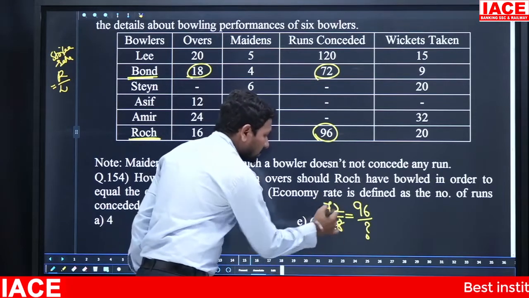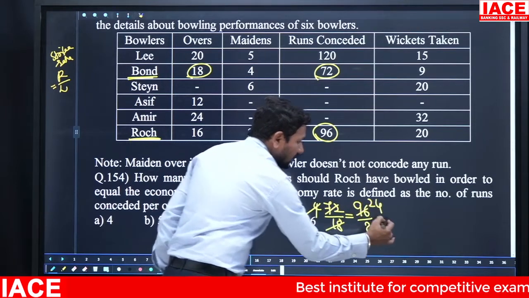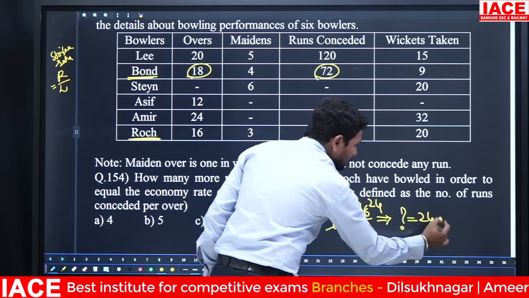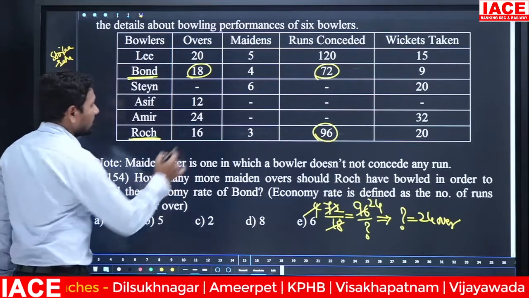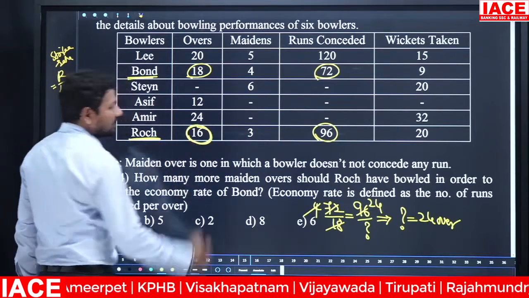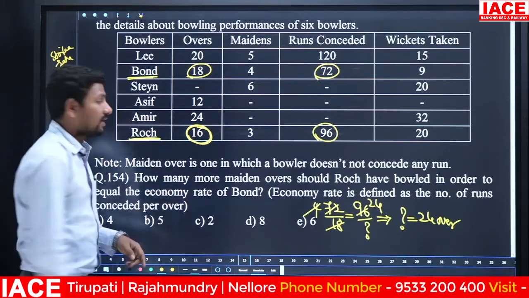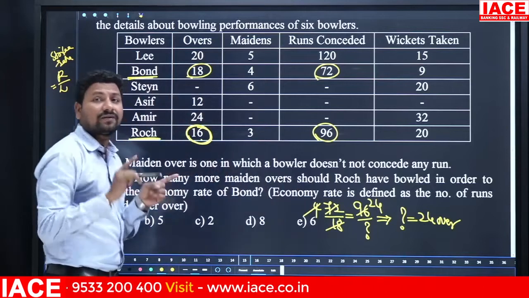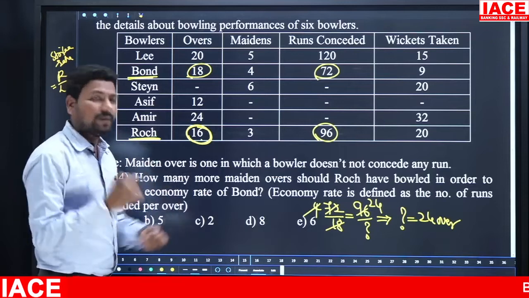18 to 72 is 4 times, so 4 times for 96 gives 24. That means compulsorily he has to bowl 24 overs. But already Roach has bowled 16 overs. How many extra overs are required? 16 to 24, 8 overs should be added.